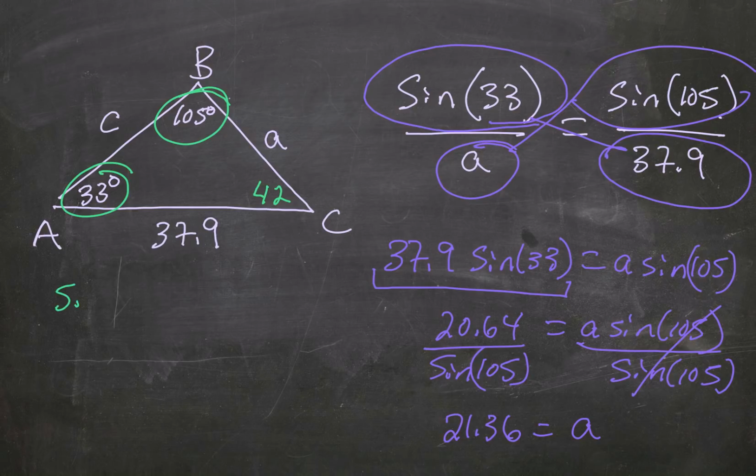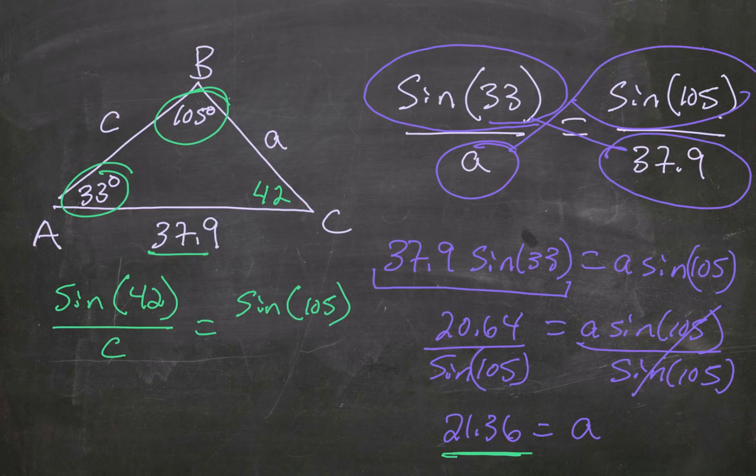So now I can say the sine of angle C, which is 42, over the side across from him must equal, and I'll just stick with angle B here since we already know the side across from him, and it's pretty exact compared to here. This is a rounding down here for A. So it doesn't matter, you should still get pretty much the same thing. The sine of 105 over 37.9. I'm going to cross multiply these two.